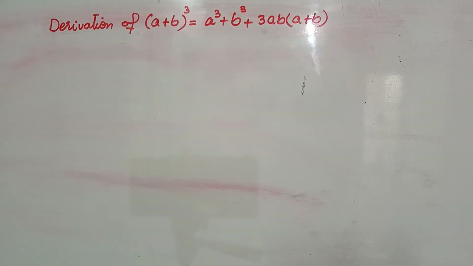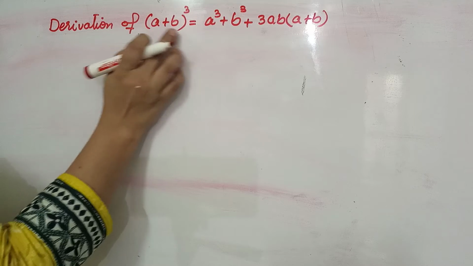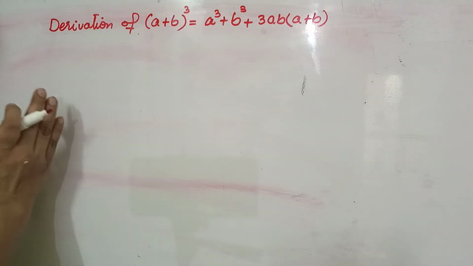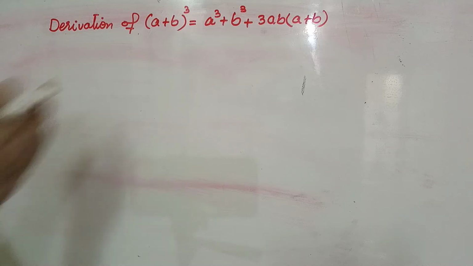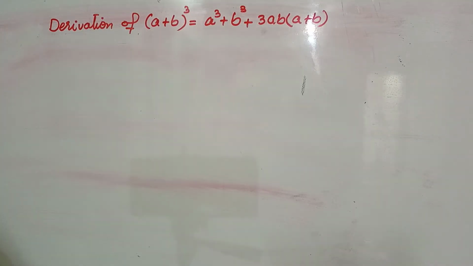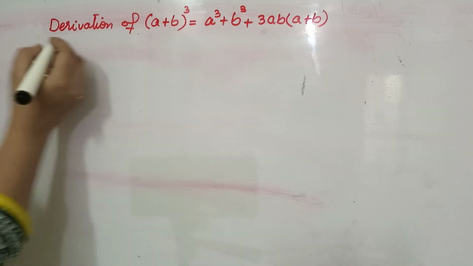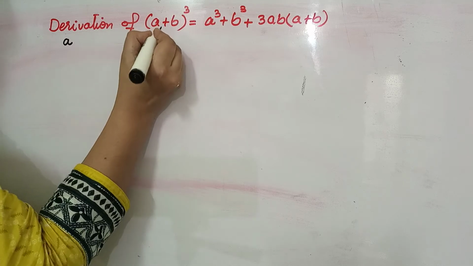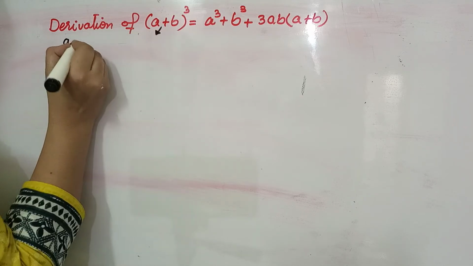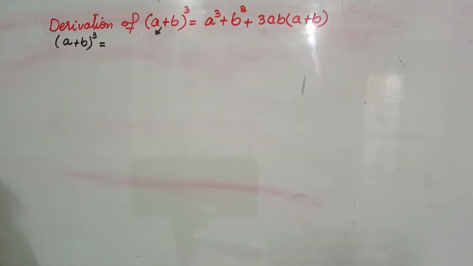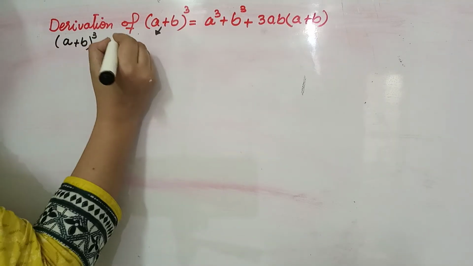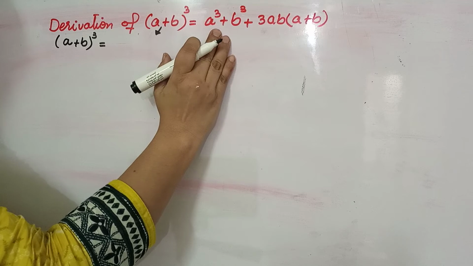Today we are going to derive the formula of (a+b)^3, and we will prove that (a+b)^3 is equal to a^3 + b^3 + 3ab(a+b). So let's start. Let's take the left hand side, (a+b)^3, that is equal to this. We have to prove.